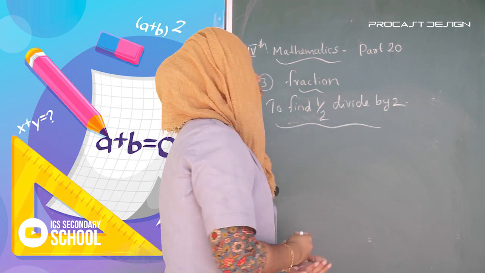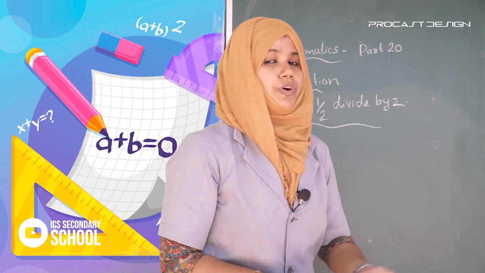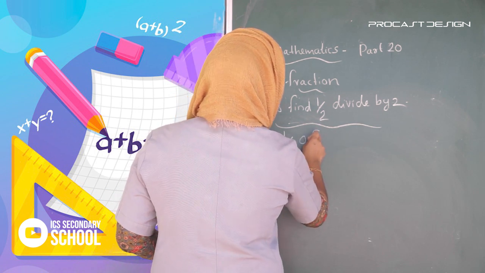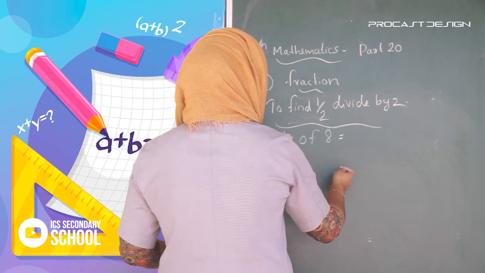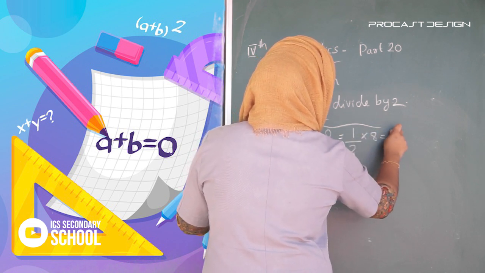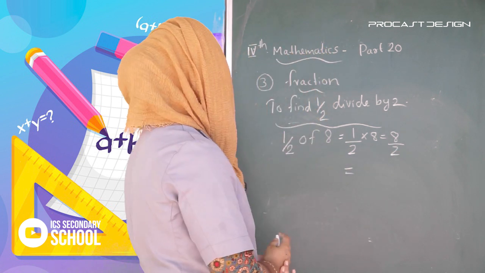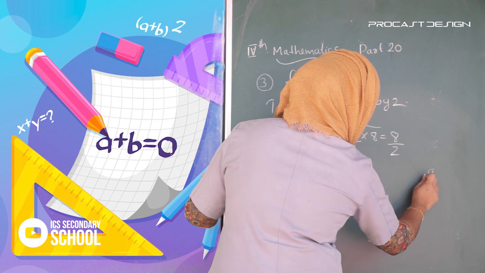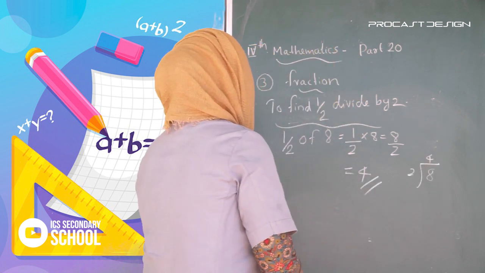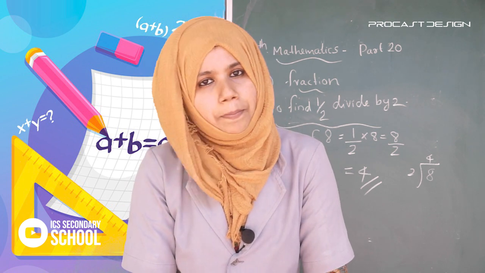So you have to find out any number half. What will we do? Divide by 2. Example, 1 by 2 of 8. That means 8 by 2. What is the answer? 8 by 2. How many 2's in 8? Yes, it is 4. That means simple, 4 is the answer. So to find 1 by 2 of any number, divide that number by 2.